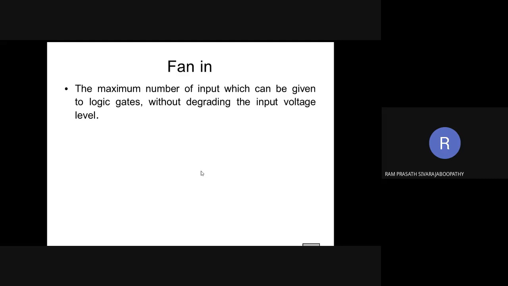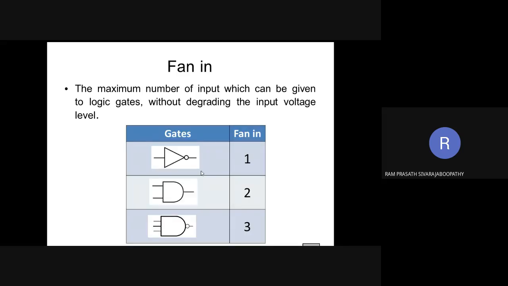Clear? NOT gate அப்படின்னு சொன்னா definitely will be having only one input, whereas in the case of AND gate, OR gate, NAND gate, NOR gate, you can have many number of inputs. The number of inputs to the logic gates, that we call it as fan in. Okay fine. You can consider this. So NOT gate அப்படினு சொன்னா fan in என்னது, only one. Fan in is just nothing but a number of inputs எத்தனை இருக்குன்றது சொல்றதா fan.